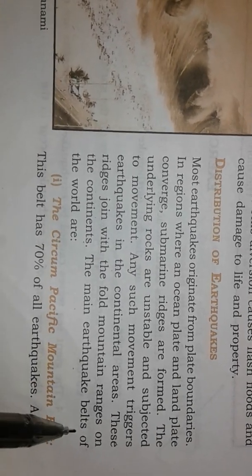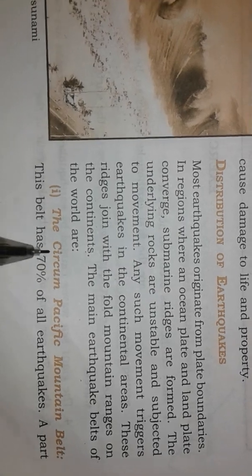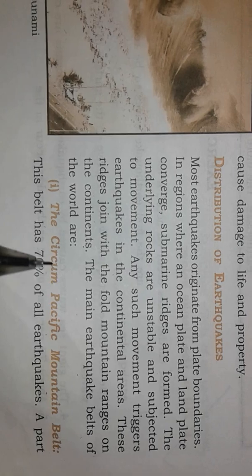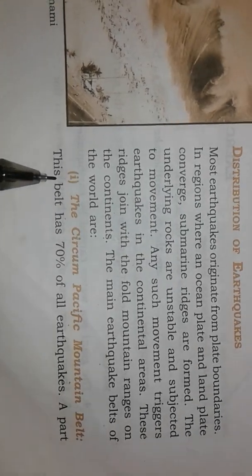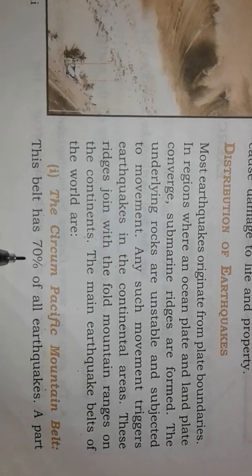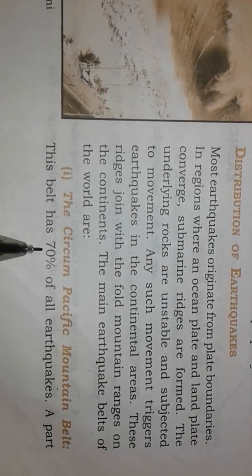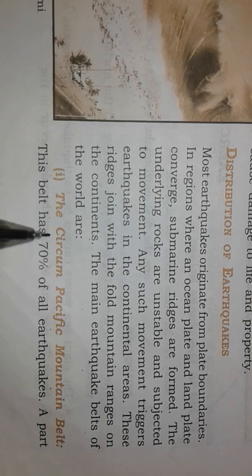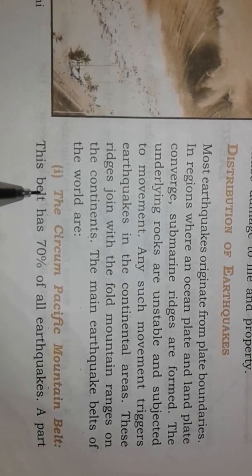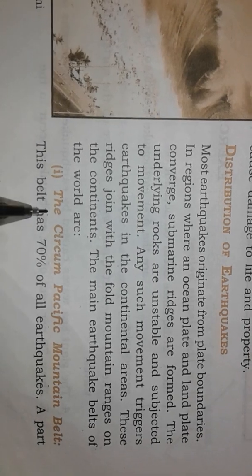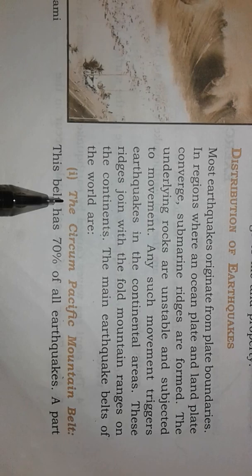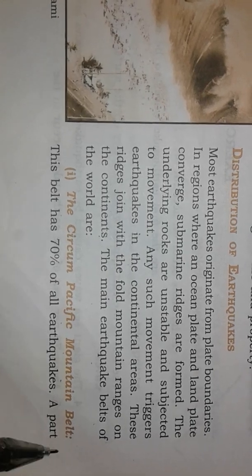The main earthquake belts of the world are, first one, the Circum-Pacific mountain belt. This is very much important, children. Here a question you will get: most of the earthquakes are occurring in the Circum-Pacific mountain belt. This may be asked as a give reason question also. Otherwise, describe the Circum-Pacific mountain belt. So, we will learn about the Circum-Pacific mountain belt.